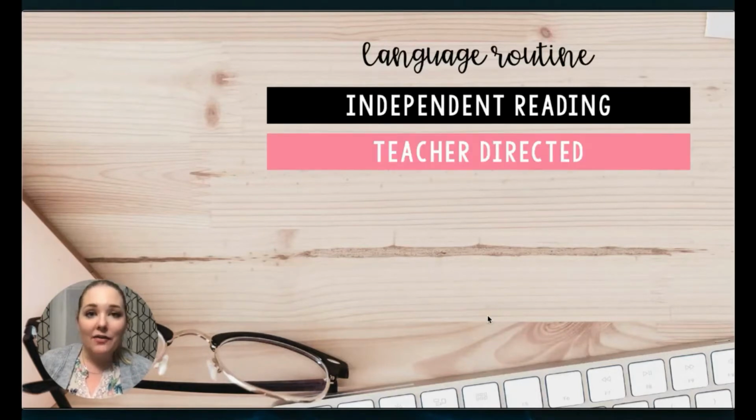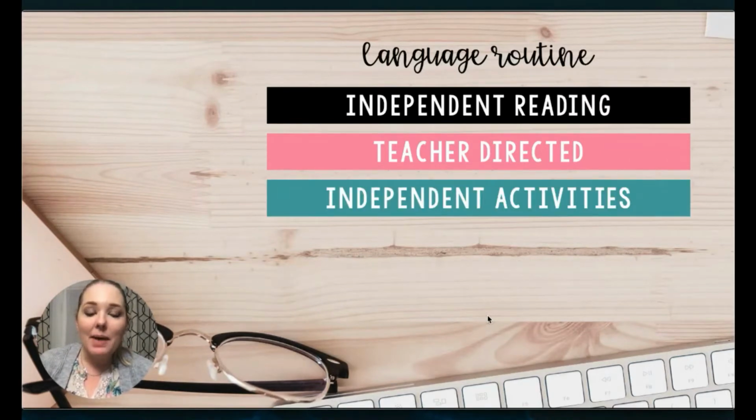Then, once we are finished independent reading, I move into a teacher-directed lesson. Now, these are mini lessons, and it's relating to the topic that we're going to cover that week. And I will do this every single day. So have a 20-minute teacher-directed lesson. And I even go so much further in knowing what each day of the week, what that teacher-directed lesson is. Then I will have independent activities.